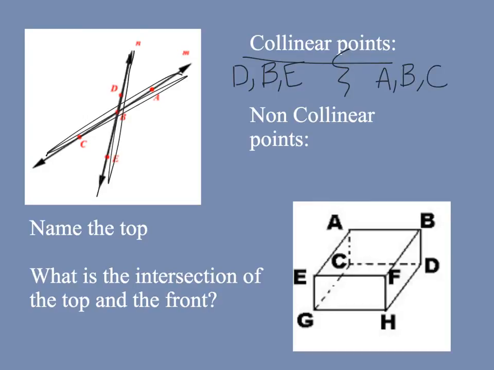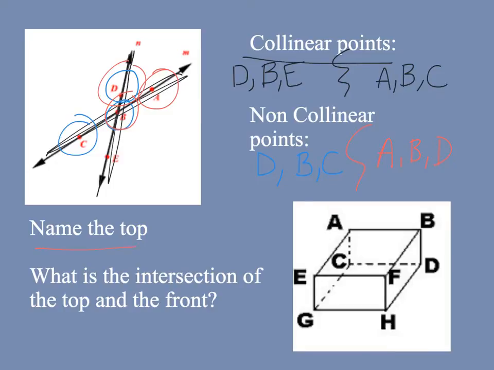Non-collinear points are ones that don't lie on the same line. So these 3 would be non-collinear. They actually make a plane. So D, B, C are non-collinear. You could also do A, B, D. So A, comma, B, comma, D. Make sure you use capital letters and make sure you separate them with commas.